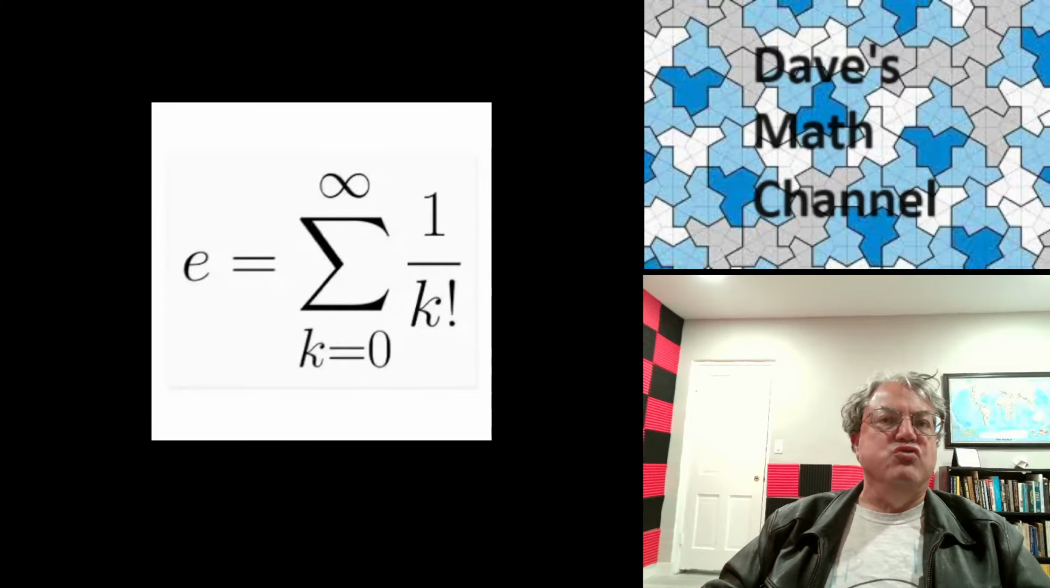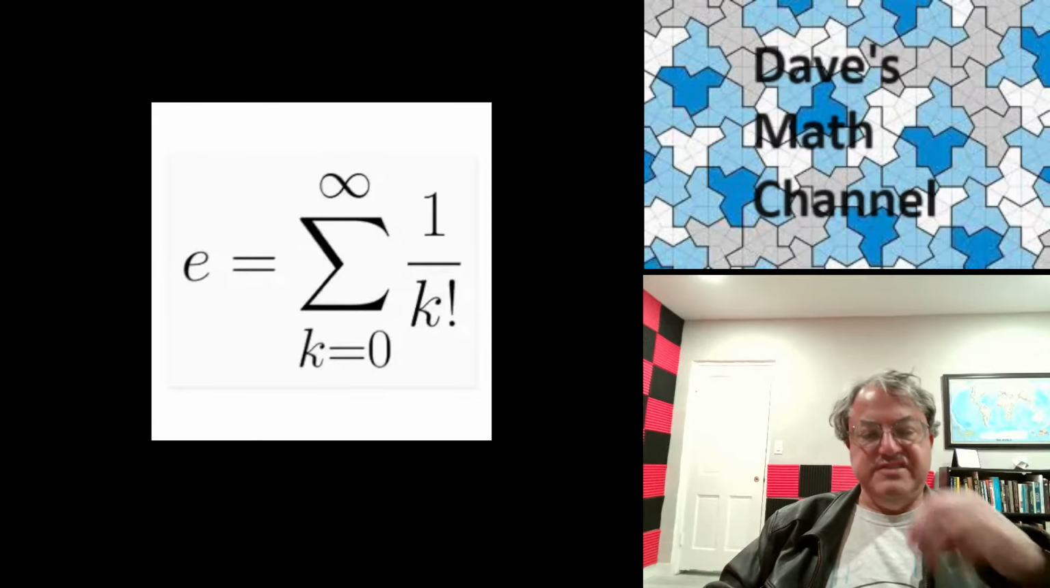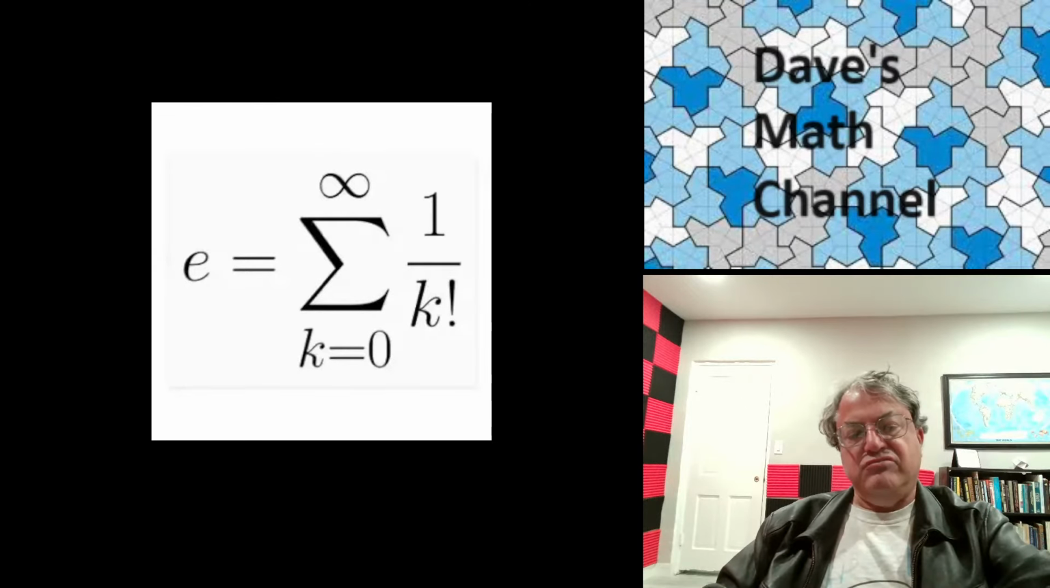So 1 factorial is 1, 2 factorial is 1 times 2, 3 factorial is 1 times 2 times 3, and so on. They grow very, very fast. That's why this series converges very fast. And it converges to E, and you don't need very many terms. With just 10 terms, I believe you can get E to 6 decimal places. So this is a very rapidly converging series, and it's a nice formula for E.